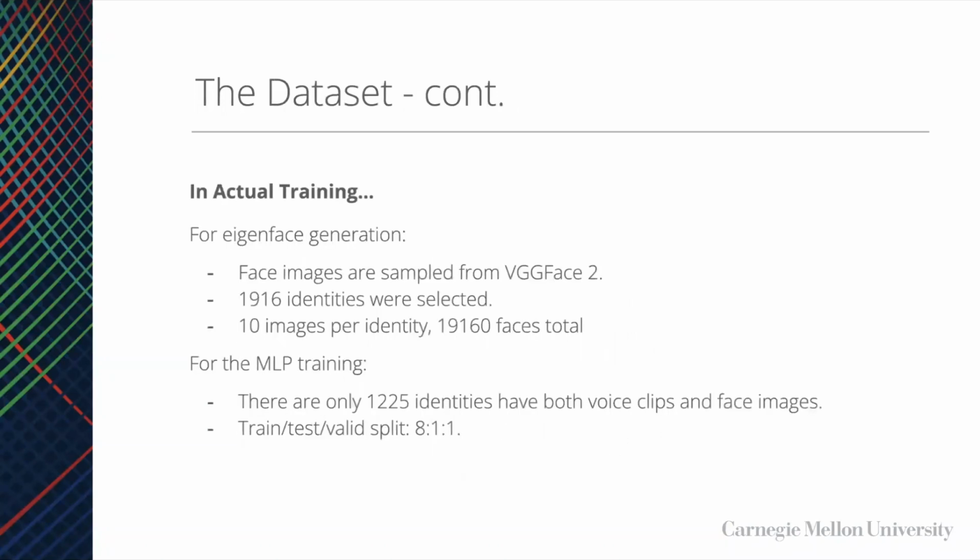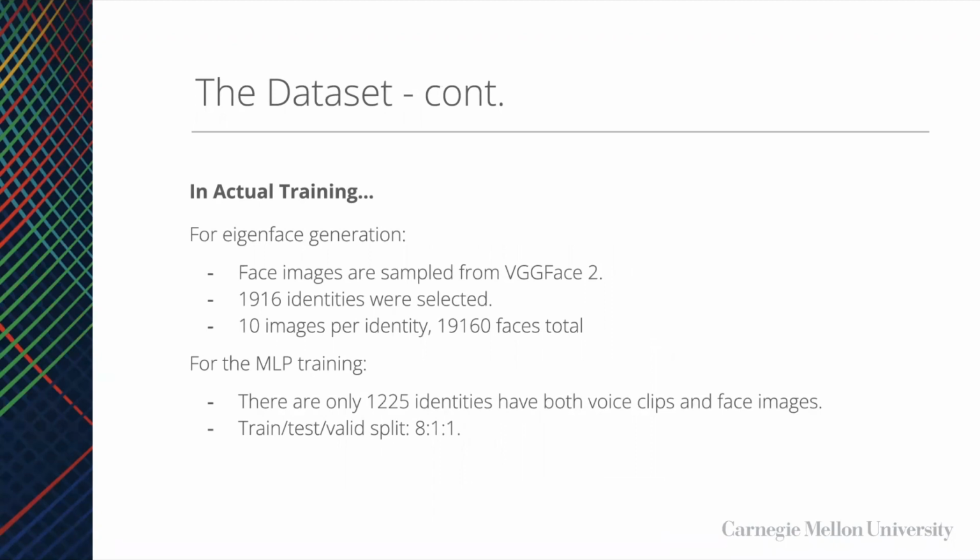After the model structure, let's talk about how we use the dataset. In actual training, we have two sets of datasets extracted from VGG Face and Voxceleb. For eigenface generation, we sample faces directly from the VGG Face 2 dataset. There are 1916 identities selected and 10 images per identity selected for the eigenface generation.